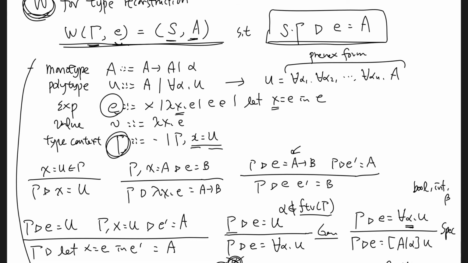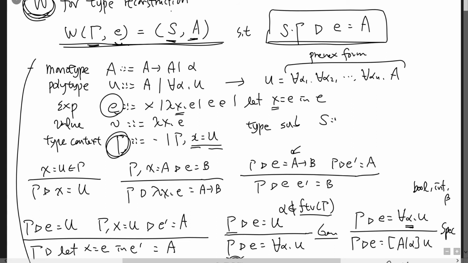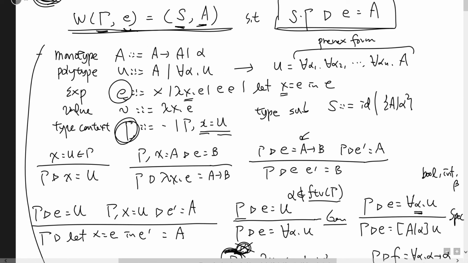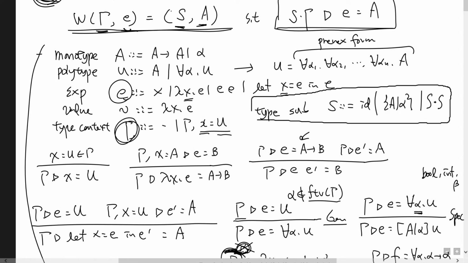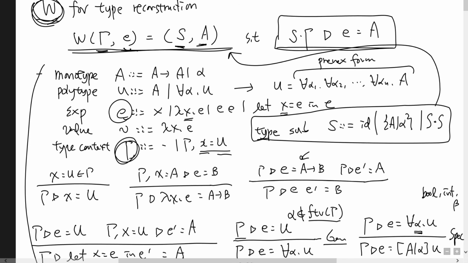And we also defined this type substitution. So type substitution S is either the identity substitution, which has no effect on type variables, or a singleton type substitution, or a composition of two type substitutions. So this is the definition of type substitution, which we need in this algorithm W. Now, let me give the details of this algorithm W.